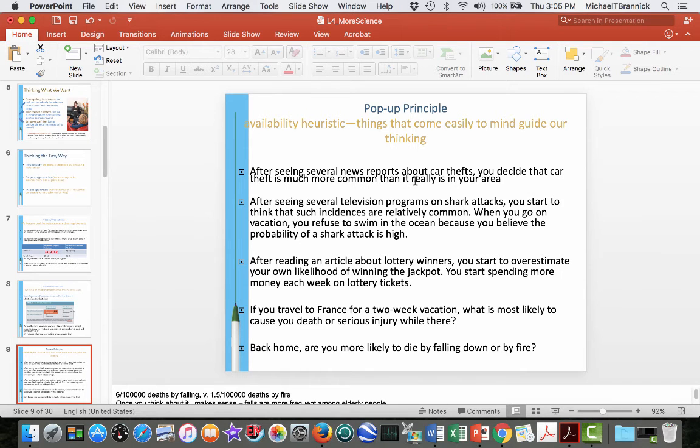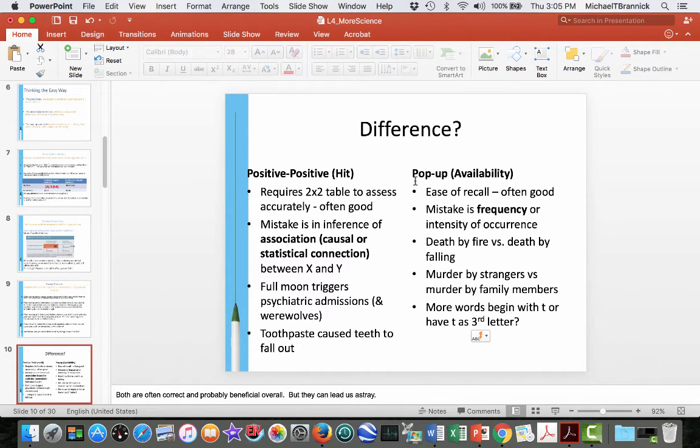All right, so what's the difference? How do I tell the difference between this positive and this pop-up? Well, positive, there's two variables going on here. So you need a 2x2 table to assess the accuracy of an association. And the mistake in the positive thing is the association or causal connection between the two variables. So full moon triggers psychiatric admission. So you've got the two things going on: the full moon or not, and psychiatric admissions or not. So is there an association between two different things?